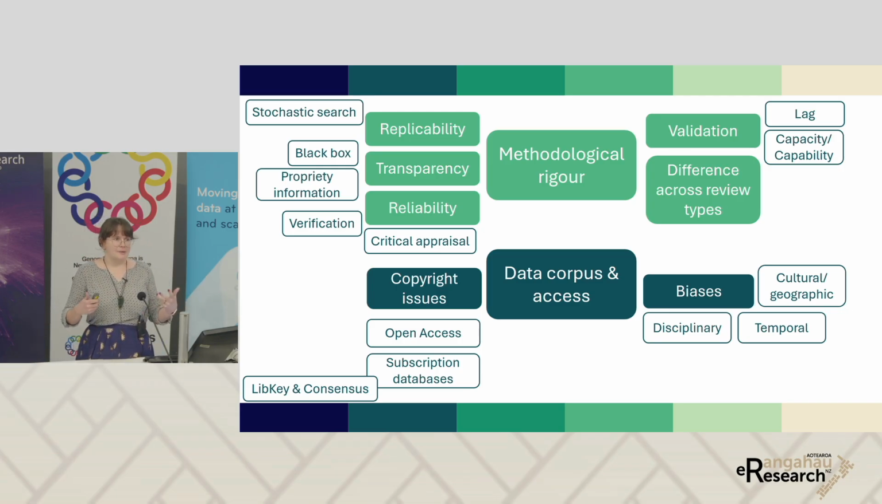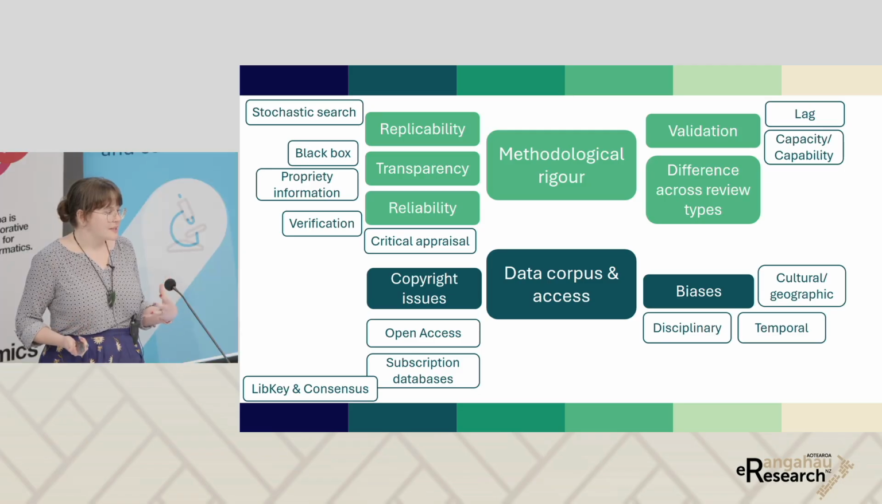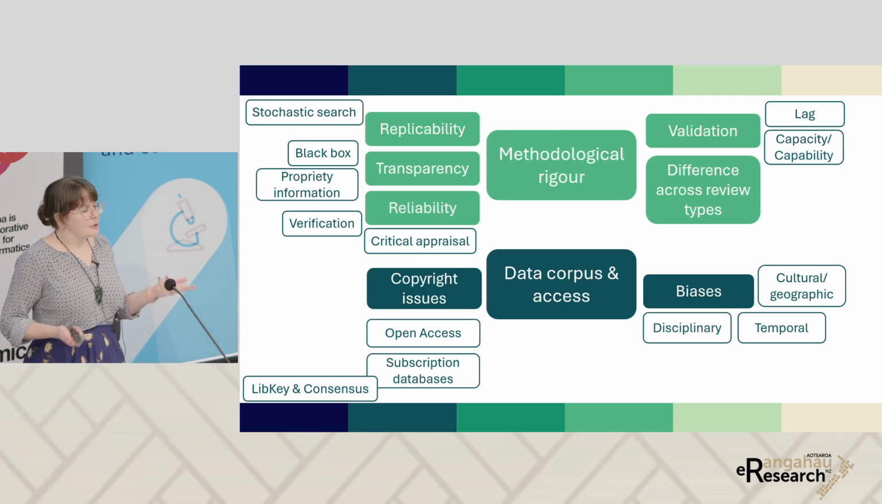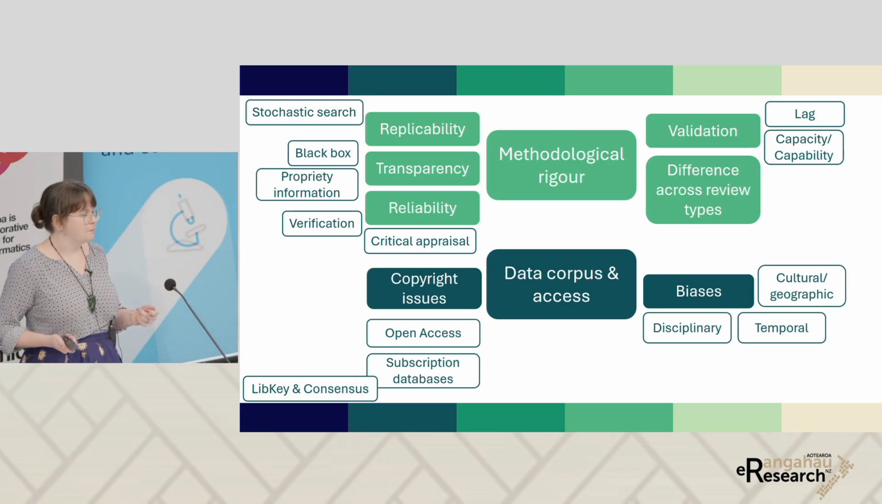So when it comes to reviews, depending on what kind of review you're doing, the key aspects of a quality review are replicability, transparency, and reliability. And there's a few issues when it comes to using AI for these sorts of things. So, the stochastic nature of searching, and then for reliability, any of the claims from a large language model, how do you take steps to verify that?